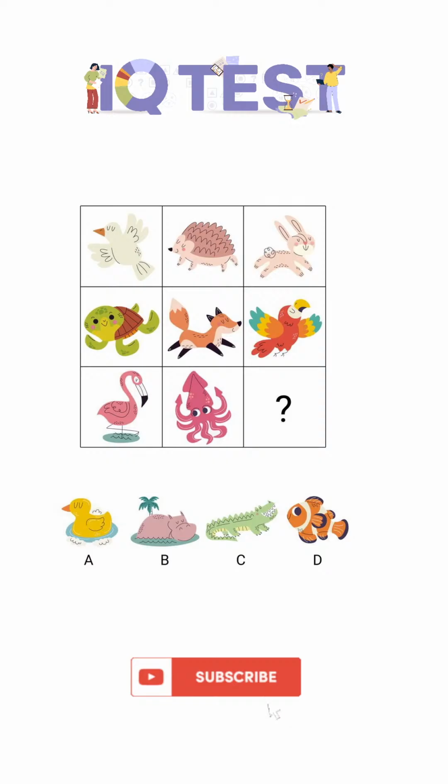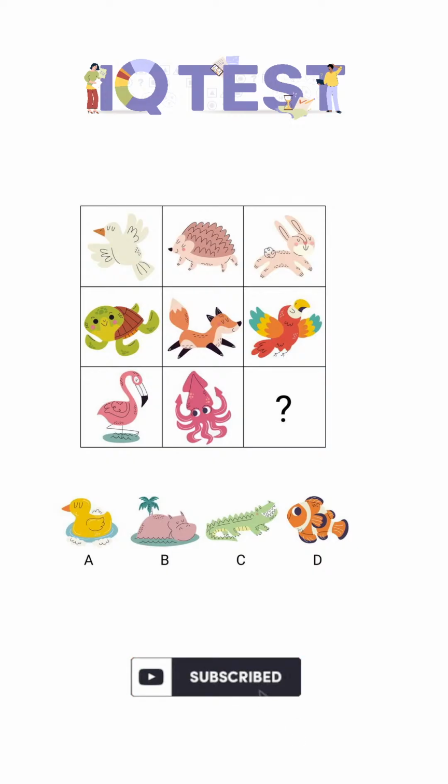So if I look at it diagonally, I can see an animal that flies in the sky, then followed by the fox, an animal that runs on the land. So the last one has to be an animal that lives in the water. Are we okay? So what do you think it has to be? Is it a duck? Is it a hippopotamus? Is it alligator? Or is it a koi fish?